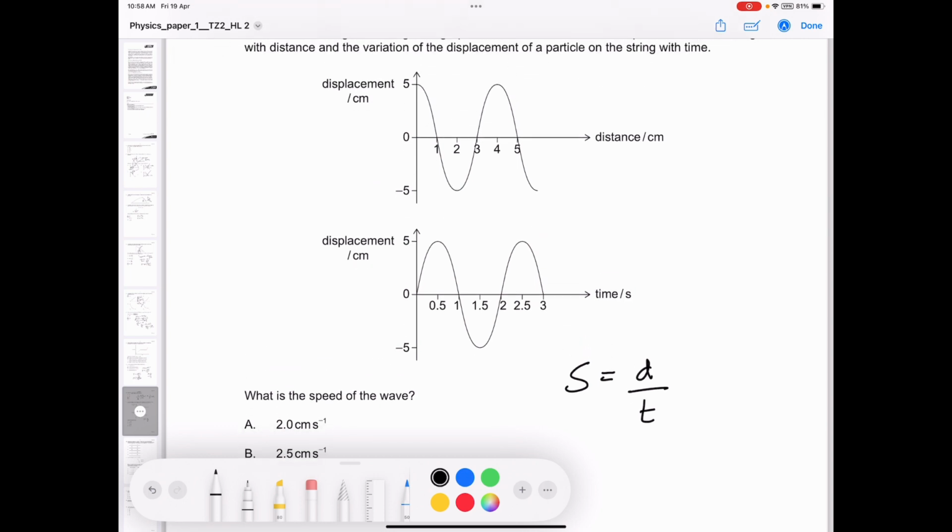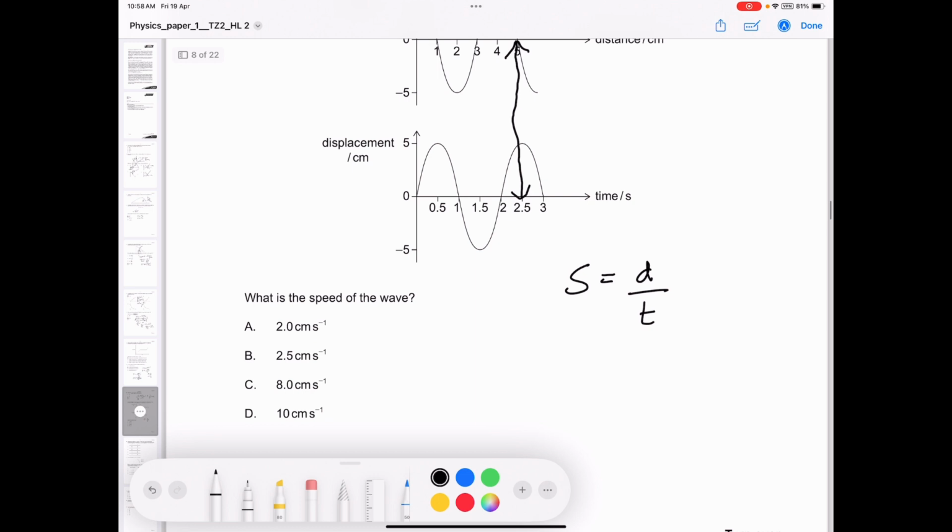And we go up to our graphs here. We can see that the first graph gives us a distance of 5 here, and this corresponds to a time of 2.5 down on the second graph. So we just have to say 5 divided by 2.5 is equal to 2. Therefore the answer for this question is 2.